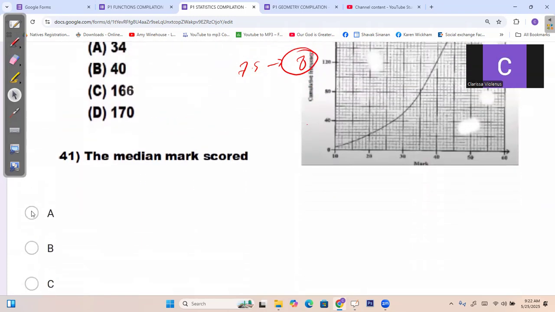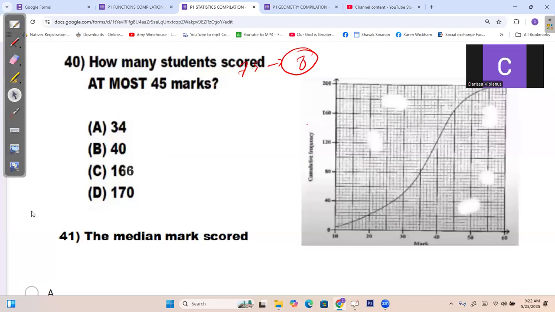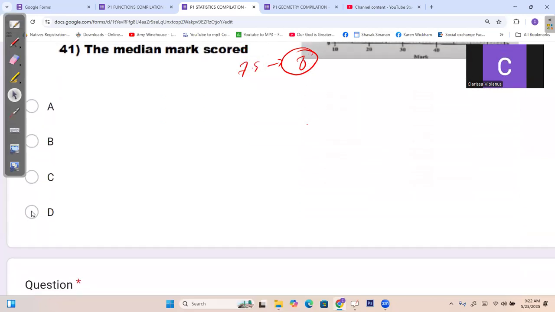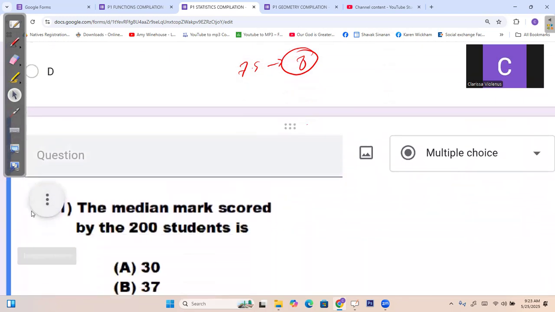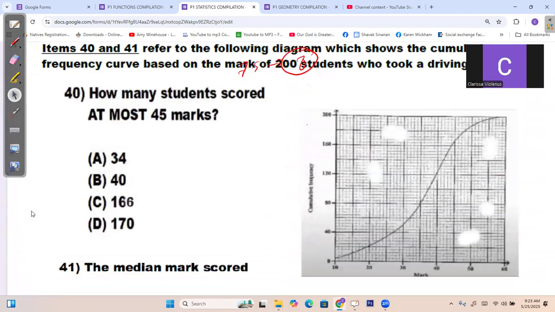So, oh shucks, this here got 2 questions in it, but this one is C. And then the median max score, what is the median? Median means half. So if this is 200, where is 100? 100 is here. Okay, so if this is 30, every one of these boxes is 1. So that makes it easy. Because from 30 to 40 is 10, and it's 10 boxes in between here. So 10 divided by 10 is 1.